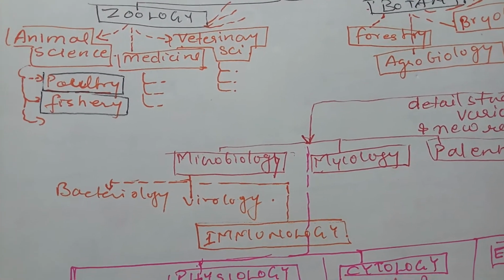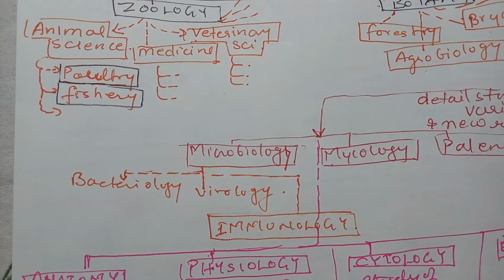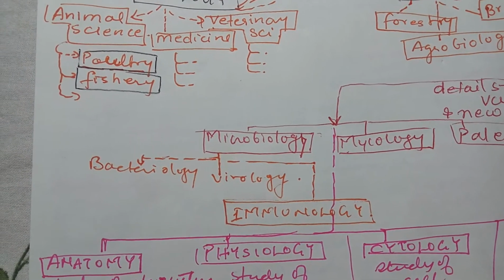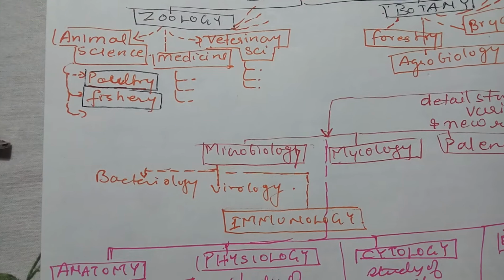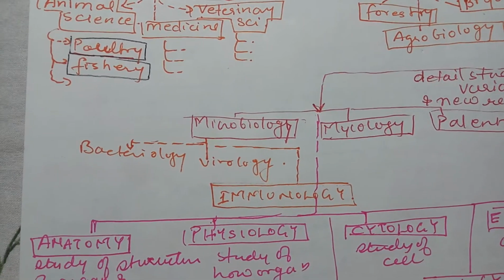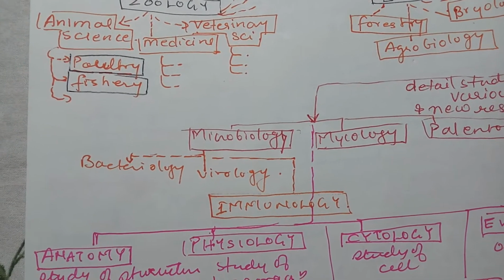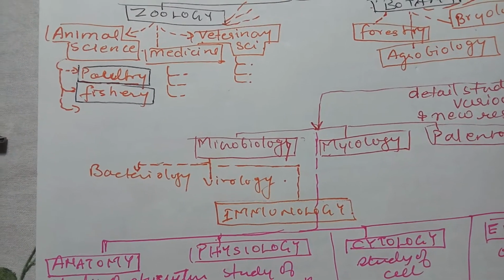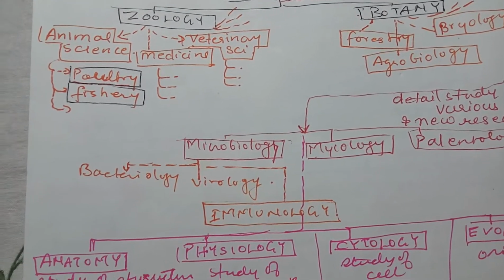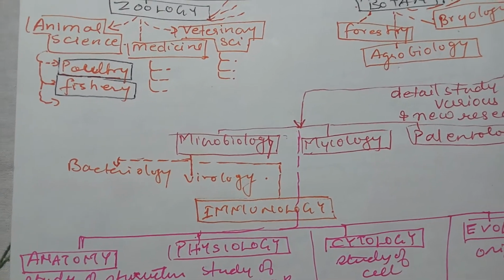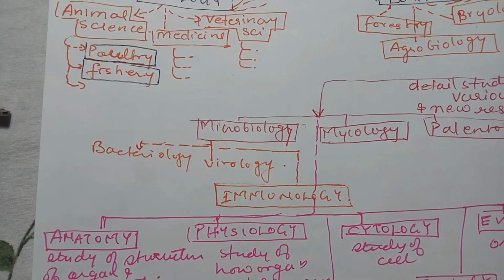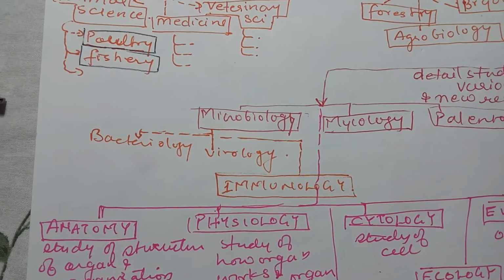Then immunology, which emerges based on the pathogenicity caused by these microorganisms. Scientists started studying what kind of responses are produced within a body when the pathogen enters the host. So a different branch has evolved, called immunology, and it studies how a disease could be cured with the natural defense mechanism present in the body.